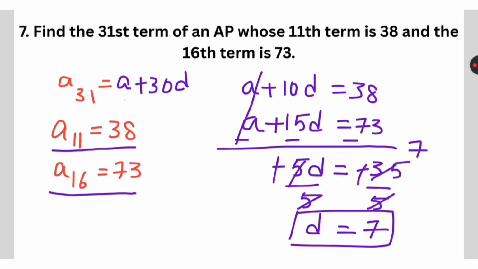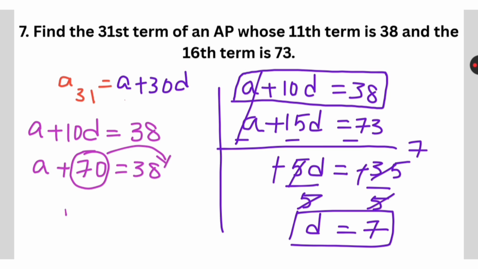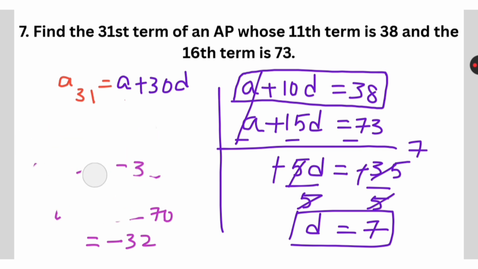This common difference, let's substitute in the 11th term, which is A plus 10d. So here let's substitute the common difference. A plus 10 times, what is d? That is 7. So 10 times 7 is nothing but 70, that is equal to 38. Now this plus 70 is sent to the right hand side. Then it turns into A equal to 38 minus 70, because plus 70 when it comes to the right hand side becomes minus 70. So 38 minus 70 gives minus 32. So the first term is minus 32.